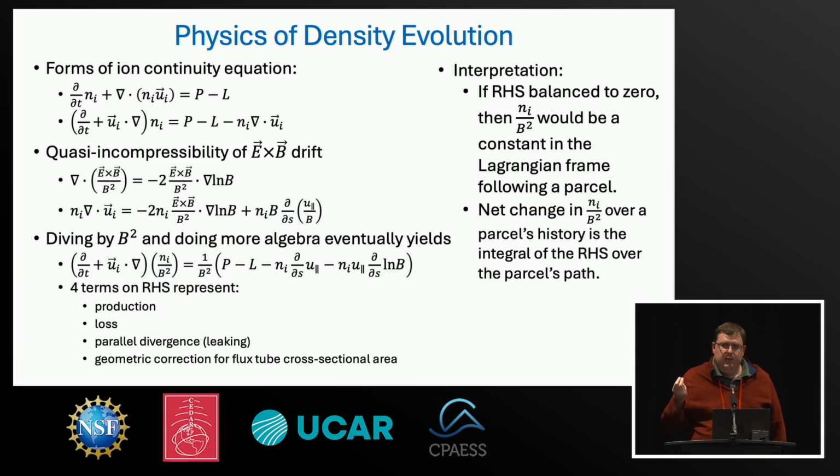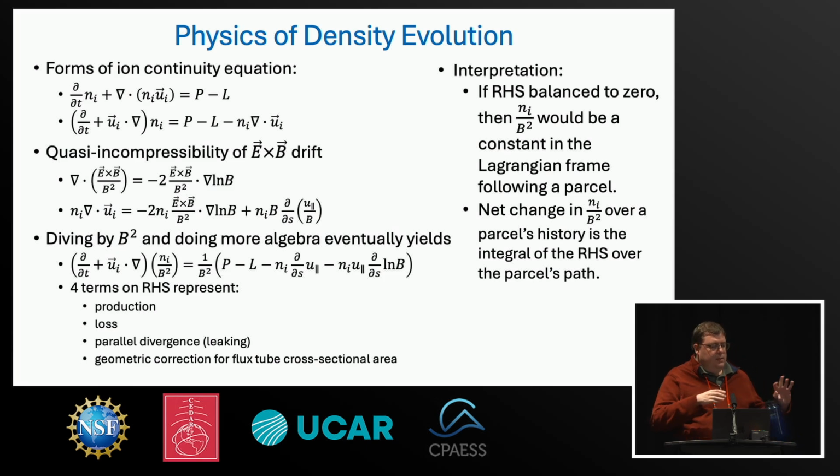The perpendicular drift in the high latitude ionosphere is just the E cross B drift. And in an electrostatic ionosphere, in a magnetic field that is itself a potential field, like the Earth's dipole field, there's actually a very simple result for the divergence of E cross B over B squared. It depends on the gradient of the natural log of B. This is basically a purely geometric effect that flux tubes need to obey in order to conserve magnetic flux. So if the magnetic field was uniform, the E cross B drift would be completely incompressible. In the high latitude ionosphere, the magnetic field is not exactly uniform.